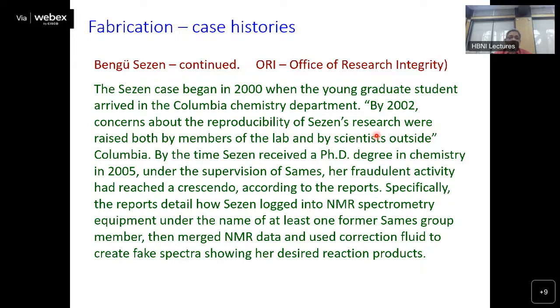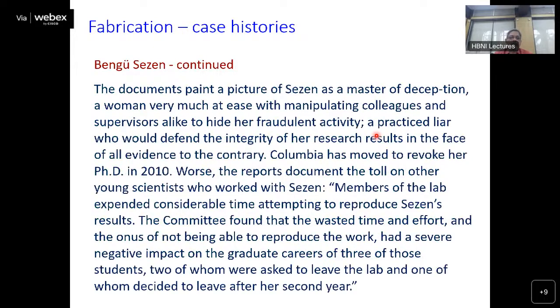That was at the peak at that time. And the reports detail how she logged into the NMR spectroscopy equipment under the name of at least one other member, and then merged her data and the other data and used all kinds of things to create data to suit her hypothesis. So that's how she could do this.